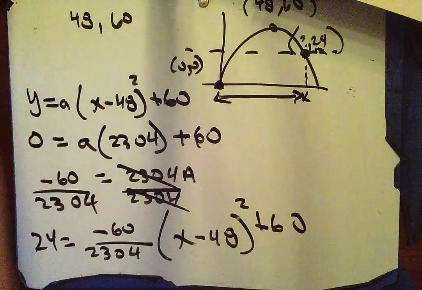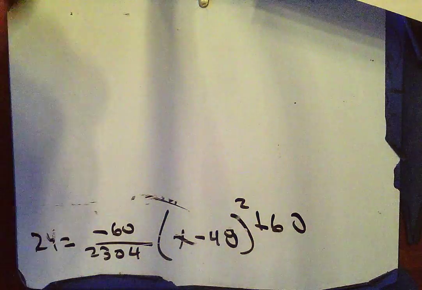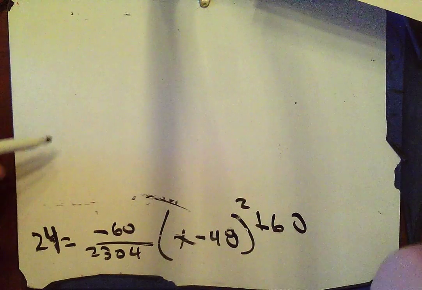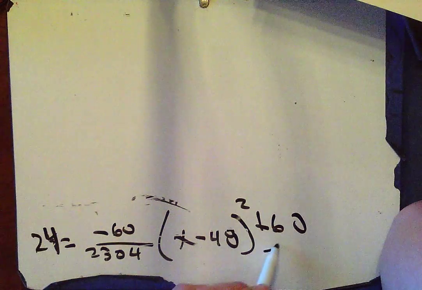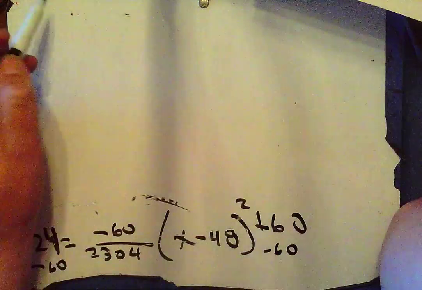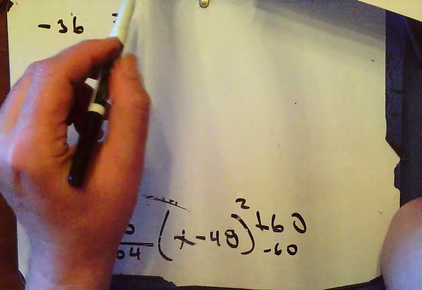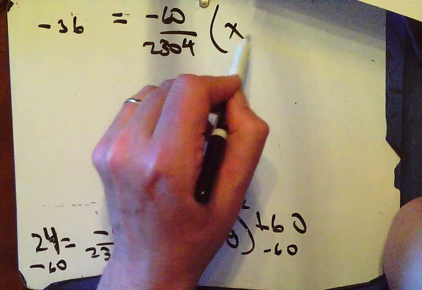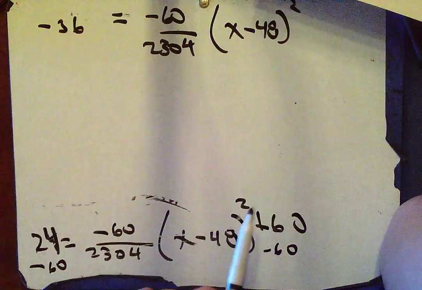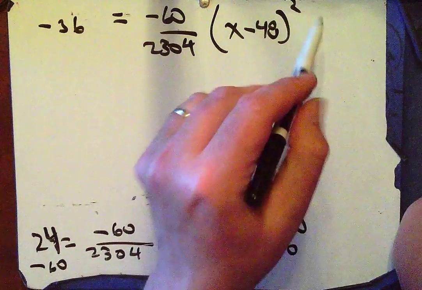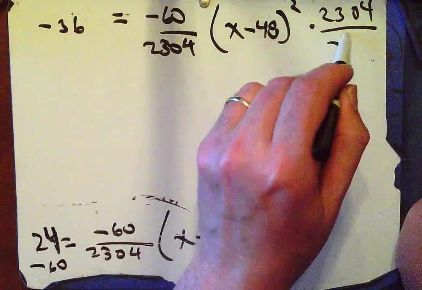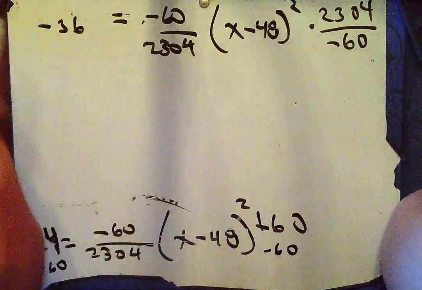So I think actually I was about to do it with the calculator, but I realized what might be more intimidating would be to try and do this by hand. So I'm going to do it that way. I'm subtracting 60 first. So I get negative 36 equals negative 60 over 2304 x minus 48 squared. Great. Now, I mentioned that I wanted to multiply both sides by 2304 and divide by negative 60.